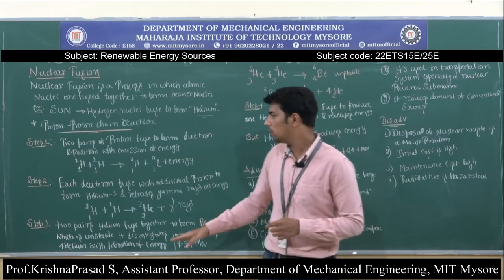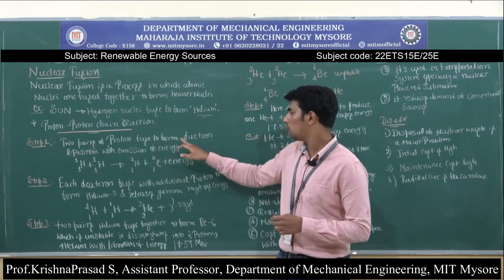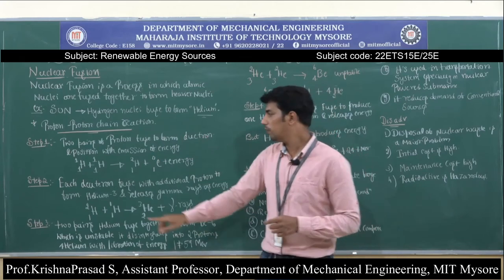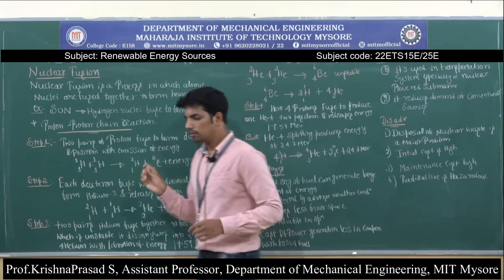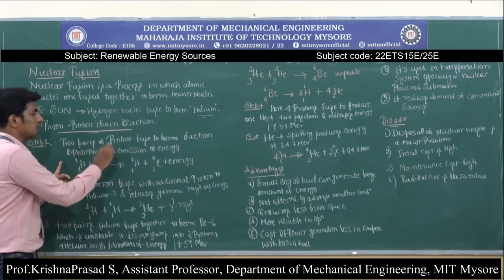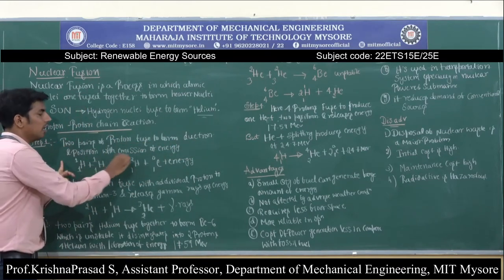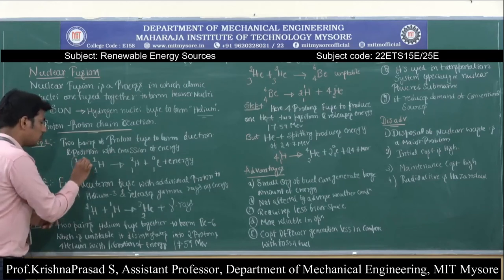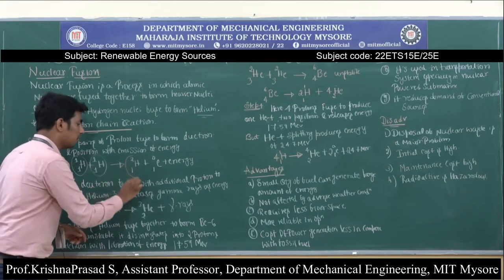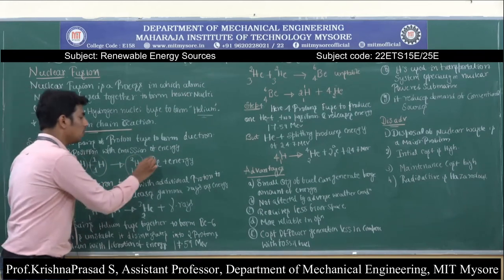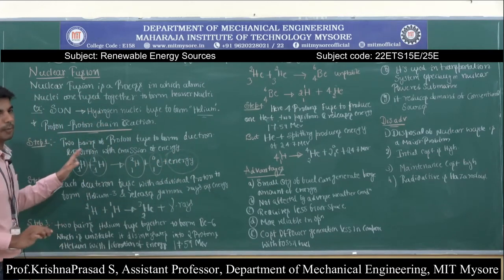The first step: here 2 pairs of protons are fused to form the deuteron along with a positron, with the emission of energy. Observe here, one proton and another proton fused together to form the deuteron along with a positron and emission of energy. So this is step 1.